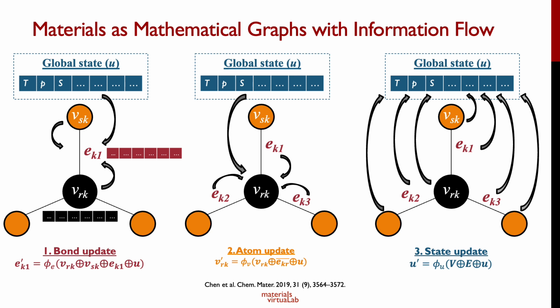Typically it's a three-step process. You have a bond update, in which you take the atoms that are forming a bond together with the global state vector, and you update the information in the vector of the bond itself. This is followed by an atom update, in which you take all the bonds that are emanating from an atom, and you update the atomic information. And finally, you have a global state update, in which you update the global state vector with information that pertains to the overall state of the material.